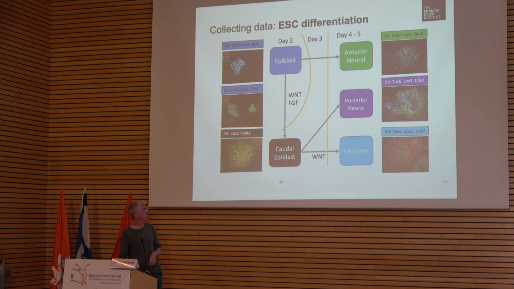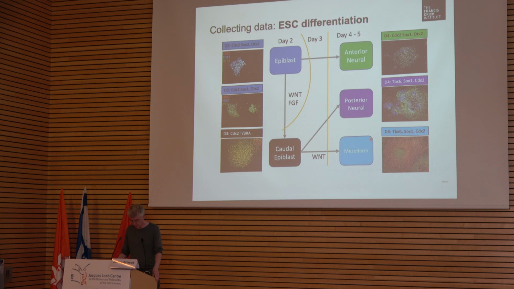Then, in the absence of further signal, they will become posterior neural, so spinal cord-like cells. But if those epiblast cells continue to be exposed to Wnt signaling, they will adopt a mesoderm-like identity. So the reason we chose this system is we have molecular markers which allow us to distinguish each of these cell types just by gene expression.